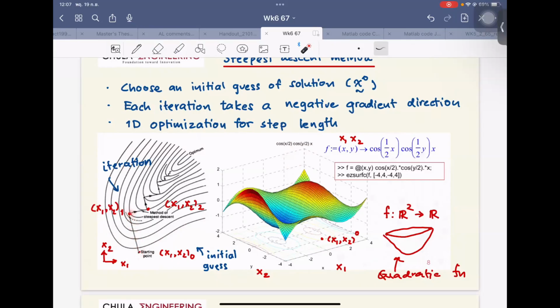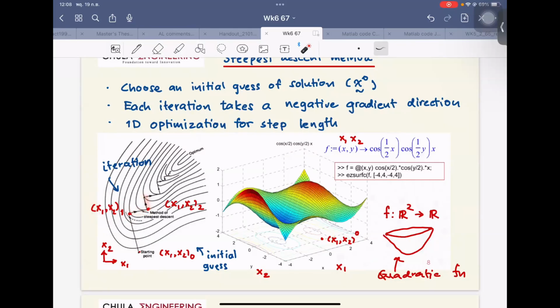And with the new iteration, you find the gradient at this point. The gradient is a vector. At this location, calculate the gradient, then go in the negative gradient direction and stop.